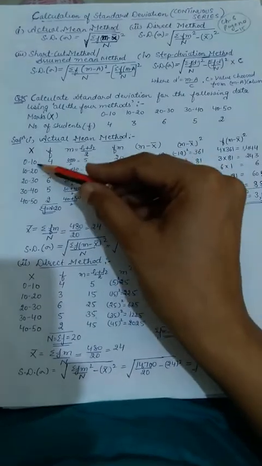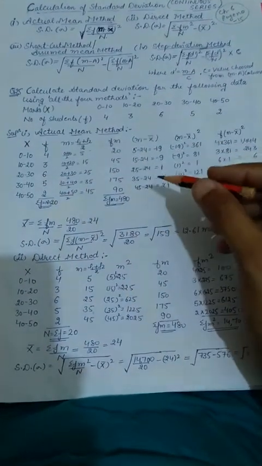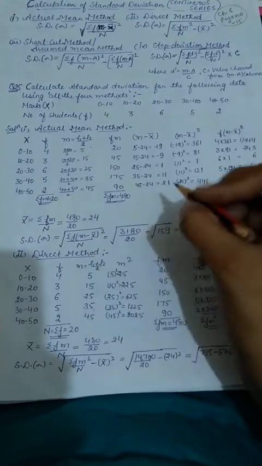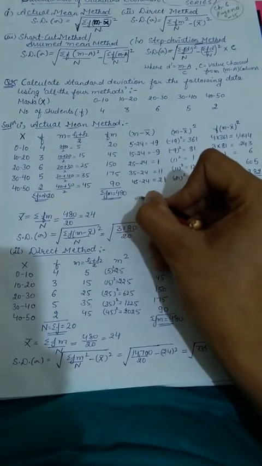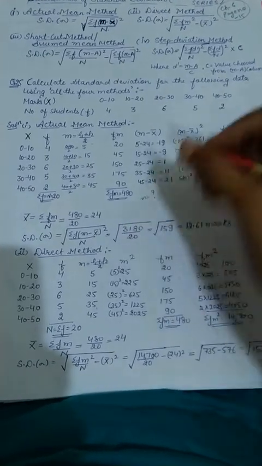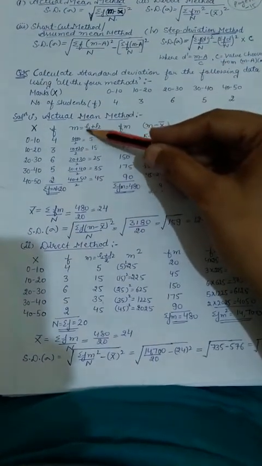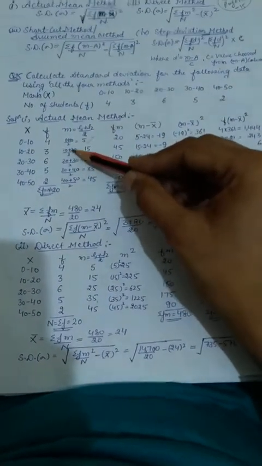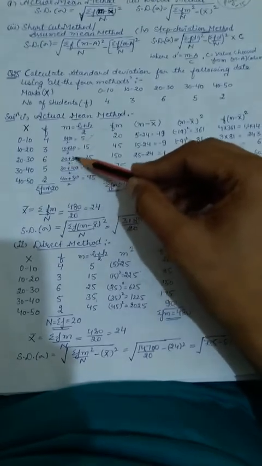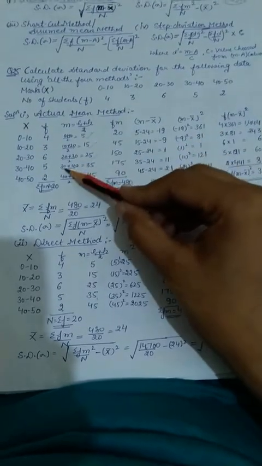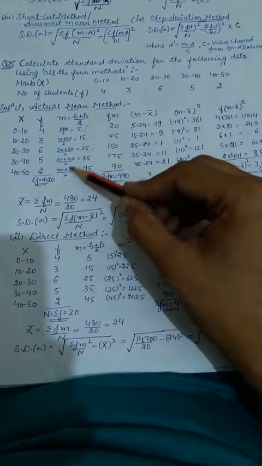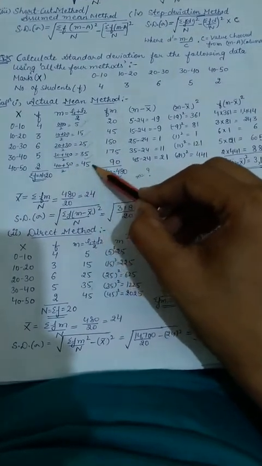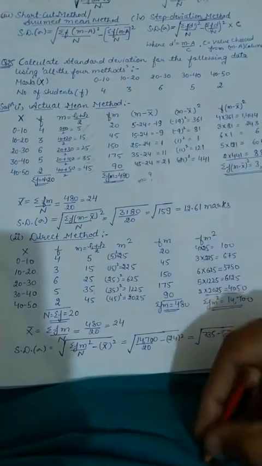That is your 0 to 10, and f, these are your values. According to the formula, first of all you need m. M is the mid value. You will find it like this: m is equal to (l1 plus l2) upon 2, that is 0 plus 10 upon 2, 5; 10 plus 20 upon 2, 15; 20 plus 30 upon 2, 25; 30 plus 40 upon 2, that is 35; 40 plus 50 upon 2, that is 45. These are your m values.